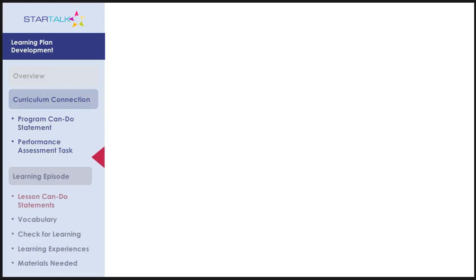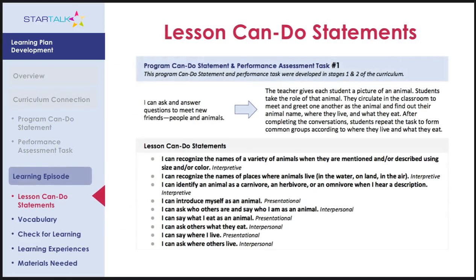As a reminder, this is what it looked like when you wrote your curriculum. Taken from Stage 3, you see the program can-do statement to the left, the performance assessment task to the right, and the lesson can-do statements listed below. These are the lesson can-do statements that will allow learners to be successful in meeting the performance assessment task.